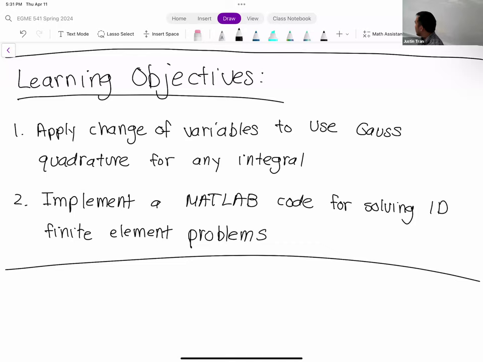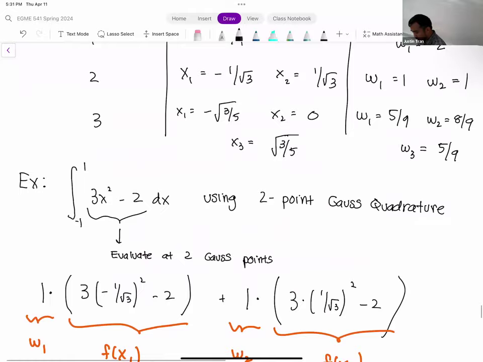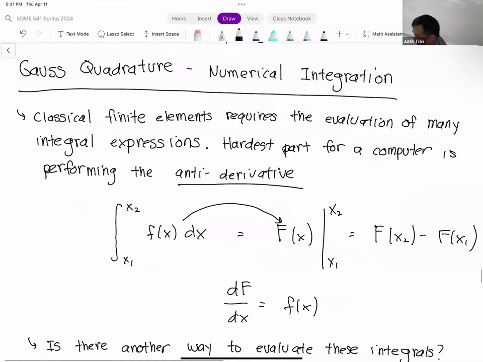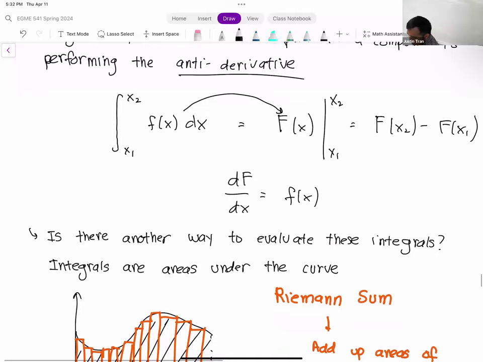So last time we were here, we introduced this idea of Gauss quadrature. Gauss quadrature is a method for numerical integration. As we go through the finite element process, we've found that there are a lot of integrals that we have to take. Once we start doing 2D stuff next week, the number of integrals we need to do is going to increase. So we're constantly doing more and more integrals, and we would like a way to make this easier on ourselves.